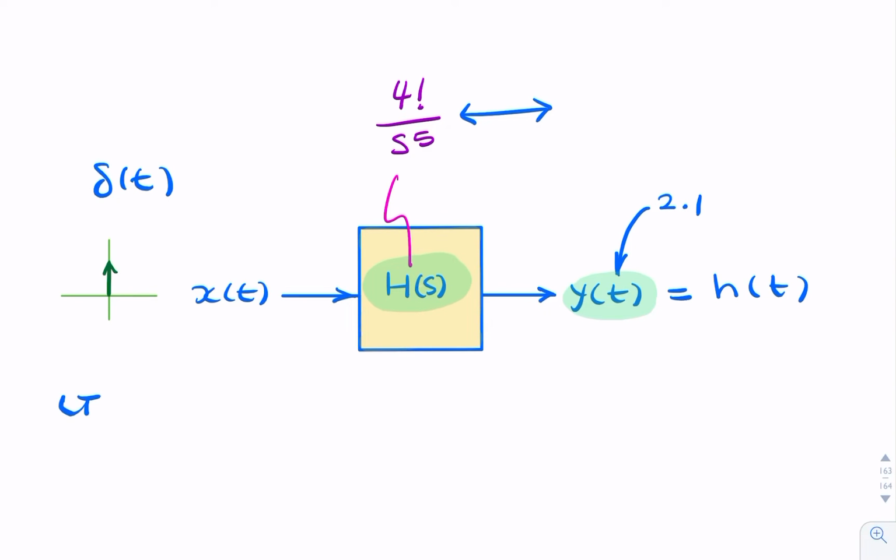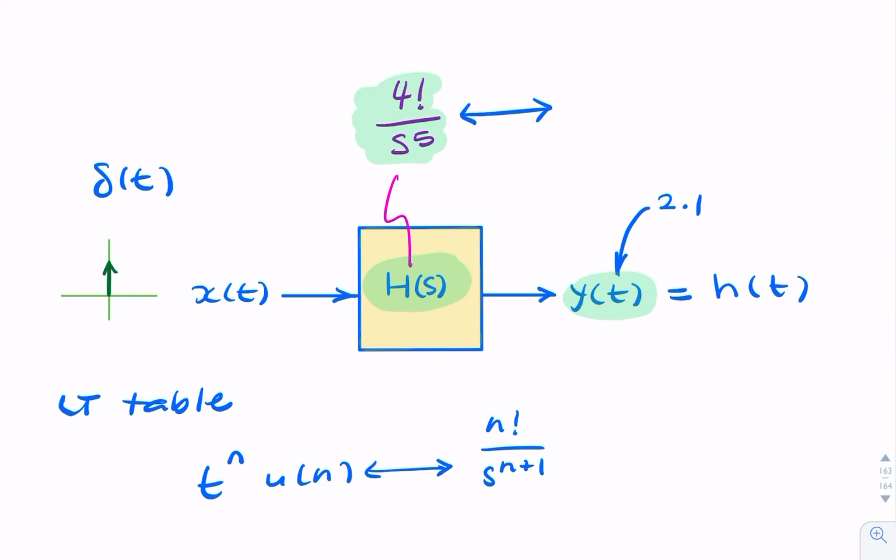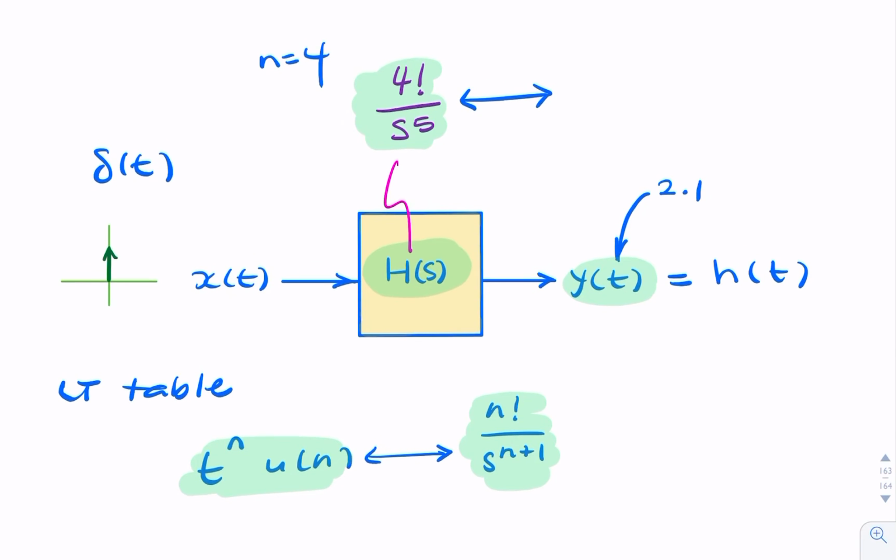So if you look in the Laplace transform table, we'll see that the function t to the power n, u of t, has the Laplace transform of n factorial divided by s to the power n plus 1. So that looks exactly like that with n equals 4. So you've got 4 factorial divided by s to the power 4 plus 1. So the inverse Laplace transform of that is t to the power n u of t. So the answer would simply be t to the power 4 times u of t.